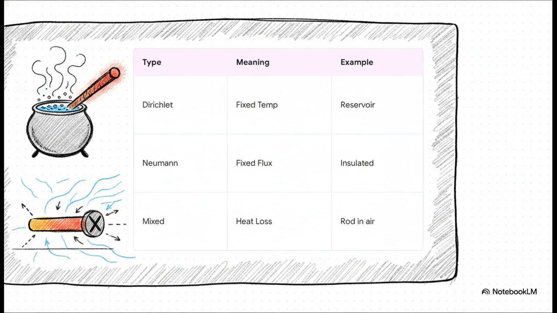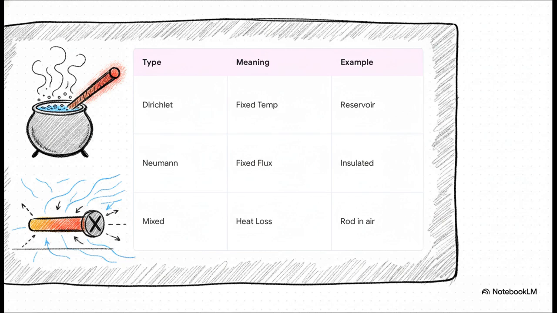Second, we have Neumann boundary conditions. Now this defines the heat flux, or the rate that heat is actually moving across the boundary. So if the end of your rod is perfectly insulated, zero heat escapes, which means the flux is zero. That is a Neumann condition. And finally, mixed boundary conditions.